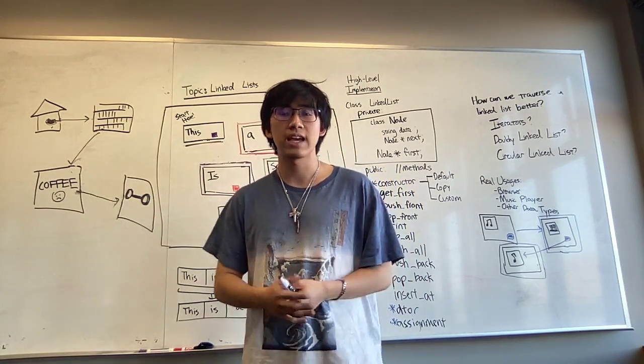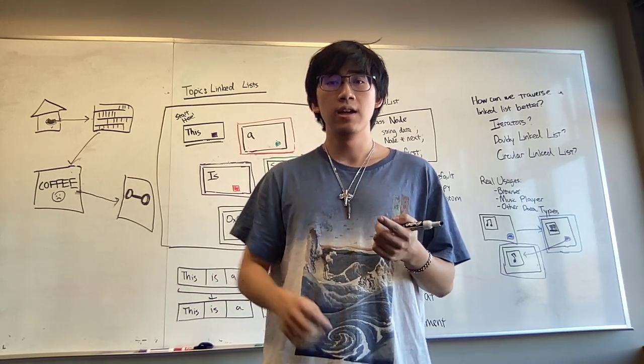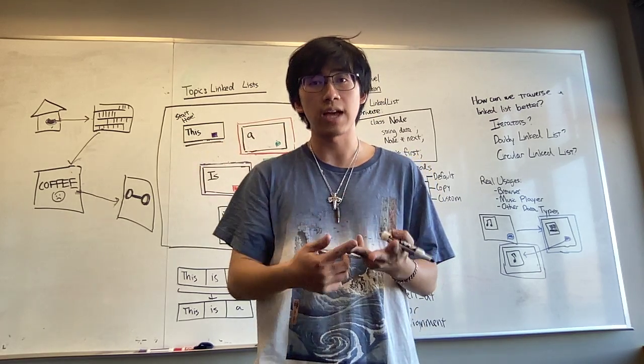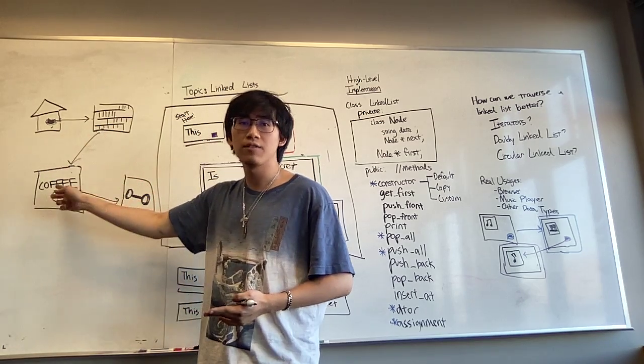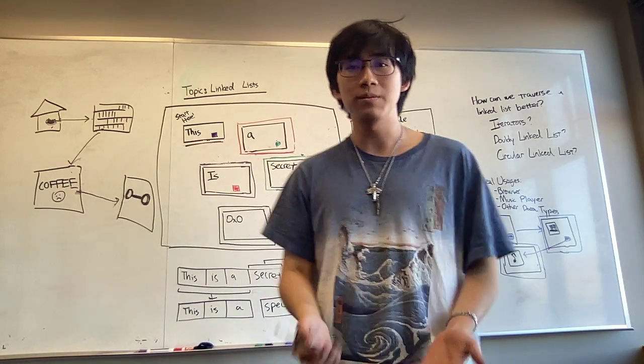So what did we do in the scavenger hunt? Well, we started off with an initial location and an initial hint. The initial location had the hint, which told you which location to go to next. So we started off at the house, the hint was to go to the library, then to the coffee shop, and then to the gym, which was the final destination. Linked lists are pretty much the same thing.